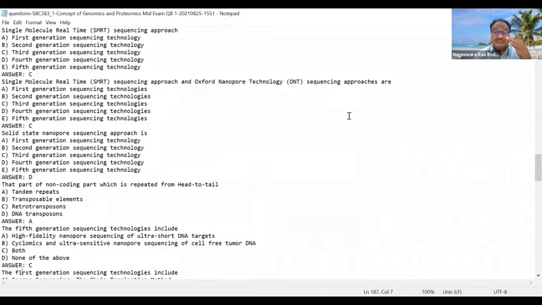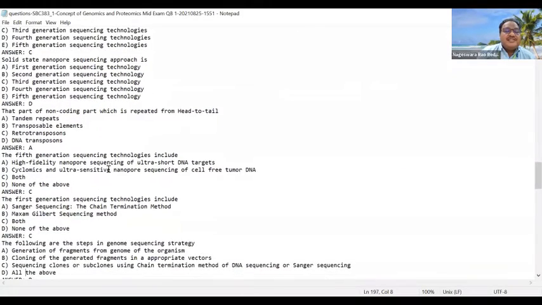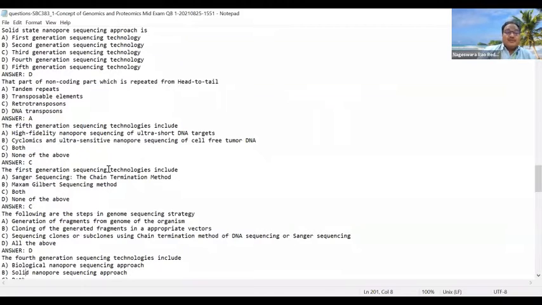Okay, Harika. Sir. Solid state nanopore sequencing approach is first, second, third, fourth, or fifth generation? Fifth generation sequencing technology, sir. No, it is fourth. Solid state nanopore sequencing or biological nanopore sequencing approaches are fourth generation sequencing technology. It is not fifth. Okay.